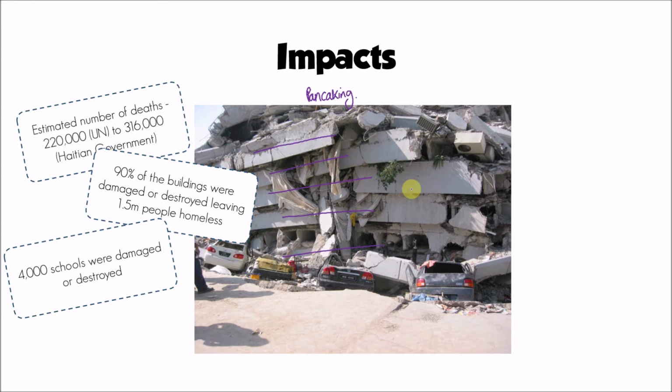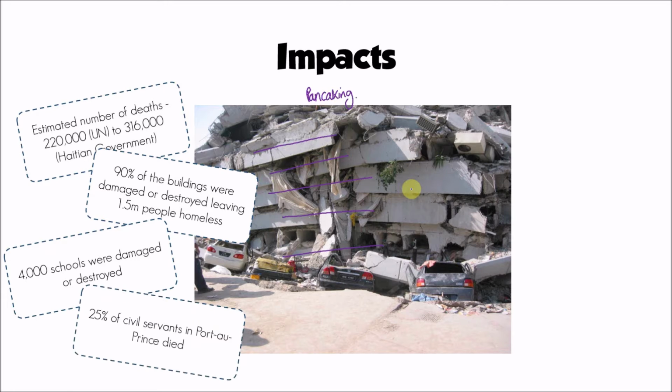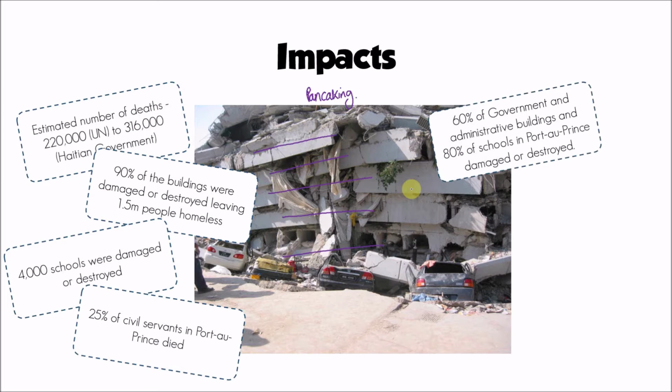Obviously, it wasn't just people's homes that were destroyed. Around 4,000 schools were either damaged or destroyed, and that will have had knock-on impacts for the education of children in Haiti. And about a quarter of civil servants, so government and administrative workers within local and national government, were killed. That then went on to have significant impacts in terms of actually managing the hazard and governing the country in the years following the earthquake.